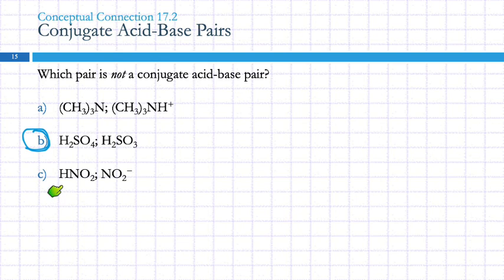What about this one down here? HNO2 and NO2 minus. The only thing different is this one had an H and this one doesn't. So which of these is the acid? The first one or the second one? The first one. What's going on here? Well, these are real similar, right? H2SO4, H2SO3. The difference here is an oxygen, right? Both of these have two hydrogens. This is not a conjugate acid-base pair. Okay?